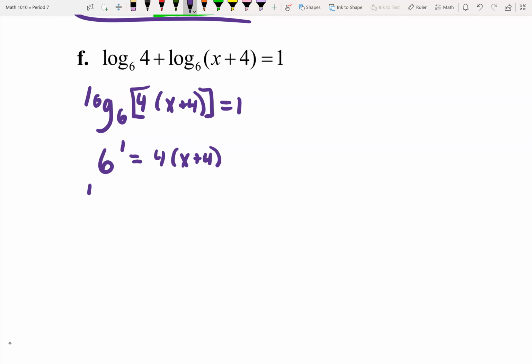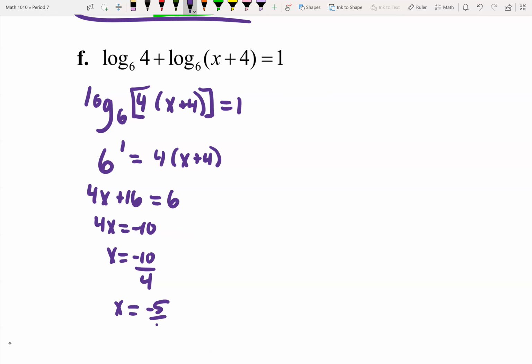Now I distribute: 4x plus 16 equals 6. Pull my 16 over, 4x equals negative 10. Divide by 4, x equals negative 10 over 4. Reduce it, x equals negative 5 over 2.